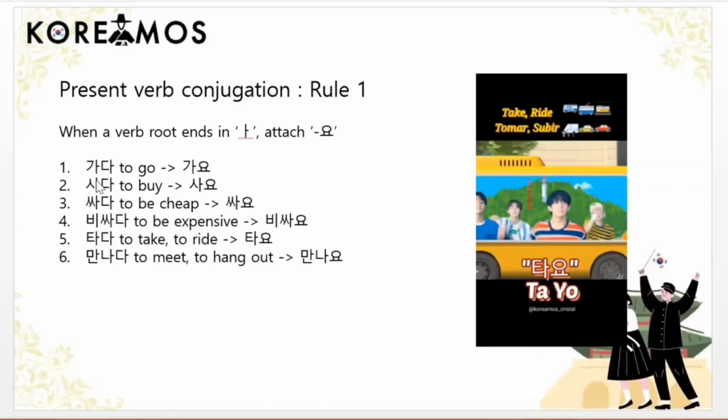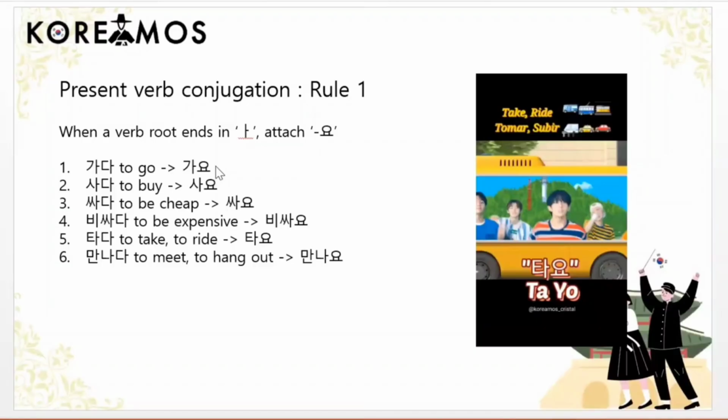For instance, the verb 가다. The infinitive verb is 가다 because it ends in 다. If we remove 다, 가 is the verb root, and the verb root ends in a vowel, right? In this case, we attach 요 for the present verb: 가요. So 가다 is to go, but 가요 is I go, you go, we go, let's go.